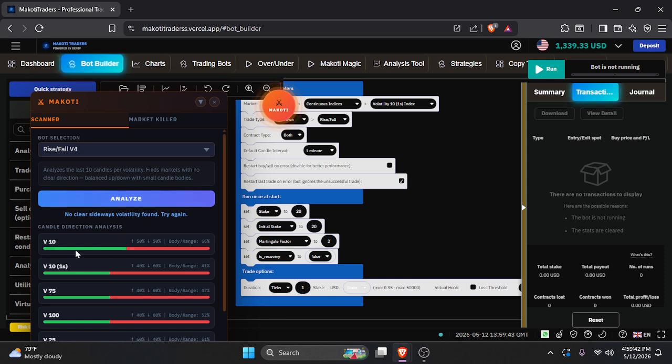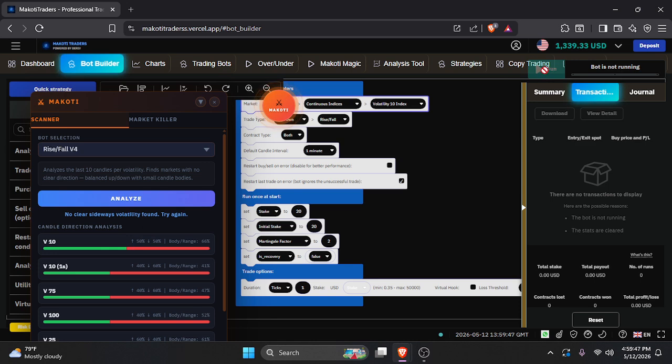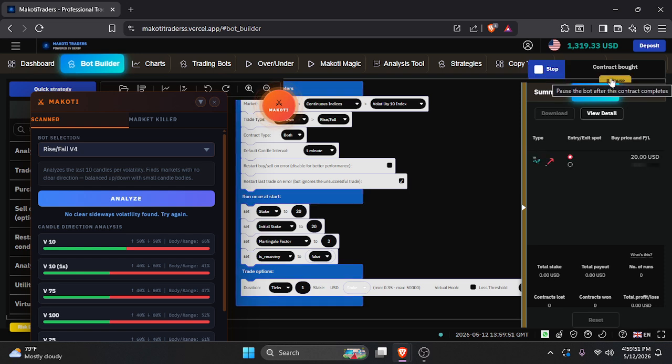So you take the first bot, volatility chain index, then run. I will be pausing, then I will be continuing. First run is a loss, second run is a win. So the last run, I will pause if it's a win.